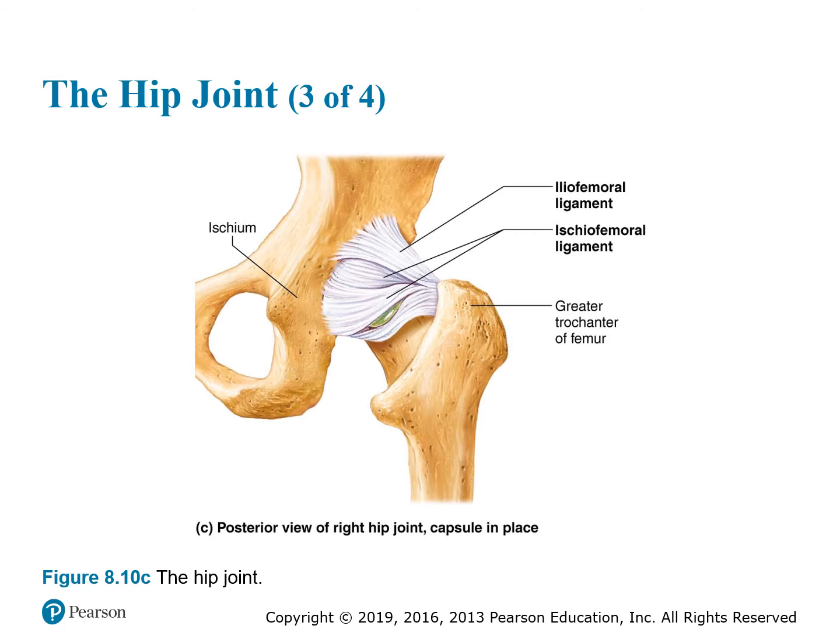Here's the hip joint, a posterior view with the capsule in place. And here you have your iliofemoral ligament, named from where it's coming from and going to, and the ischiofemoral ligament, again naming from where it's coming from, the ischium to the femur. And this would be the greater trochanter of the femur.